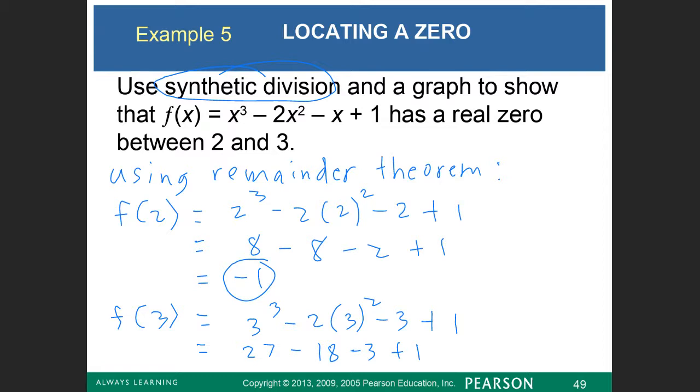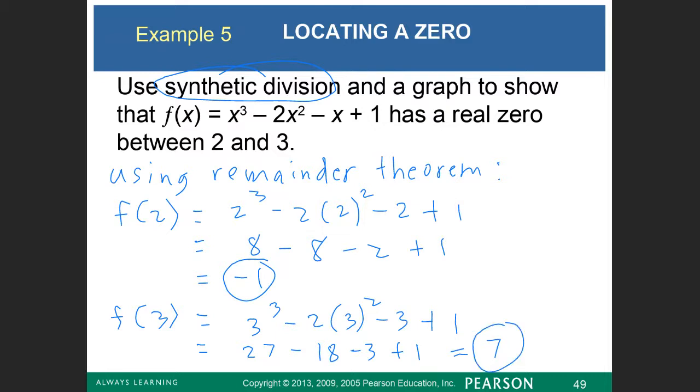Okay, so 27 minus 18 would be a 9. 9 minus 3, that would be a 6. 6 plus 1 would be a 7. So 7 is the answer here.